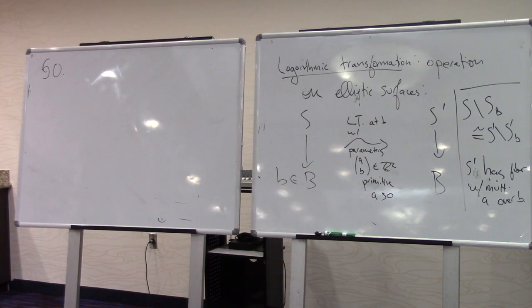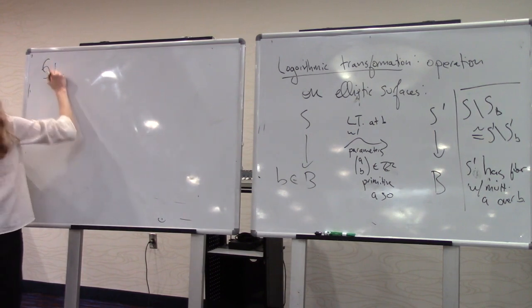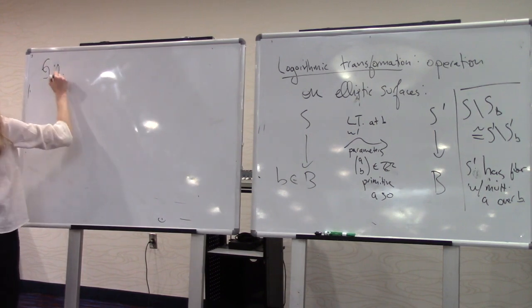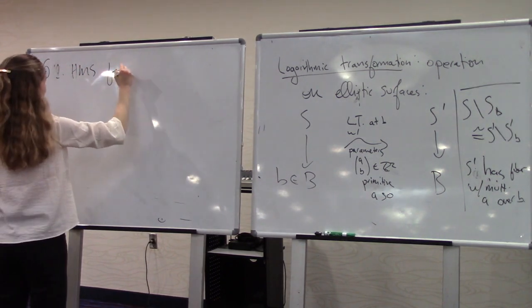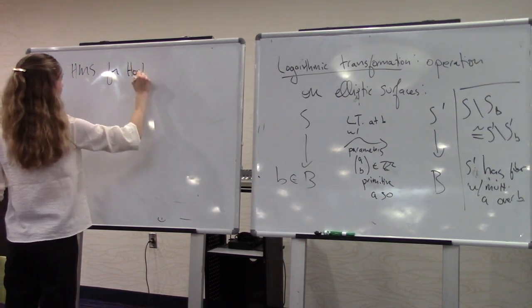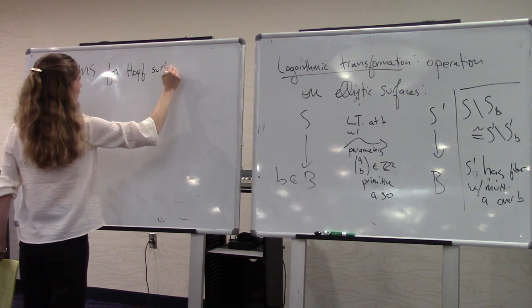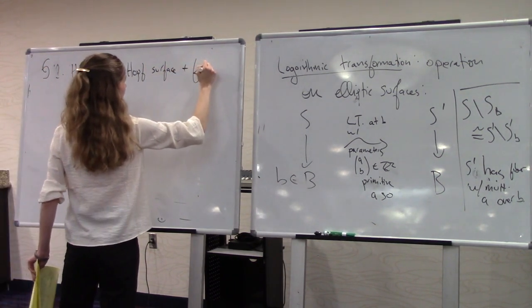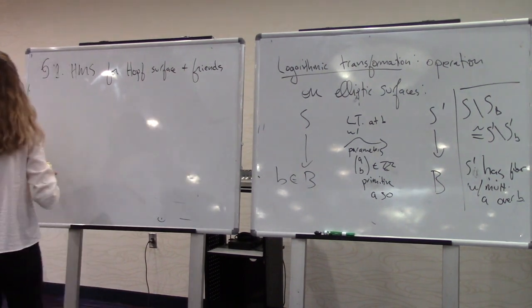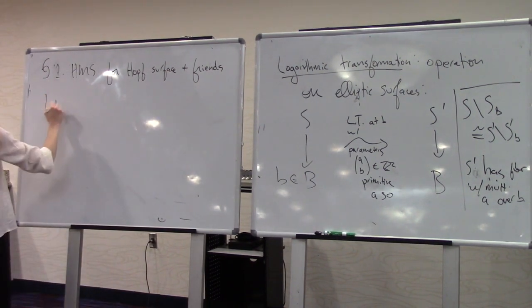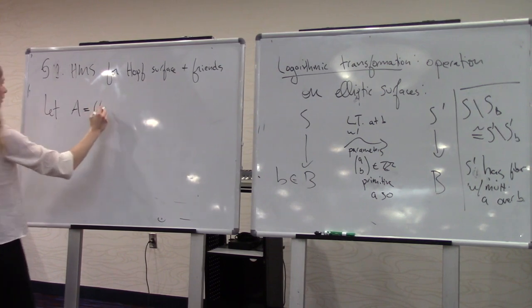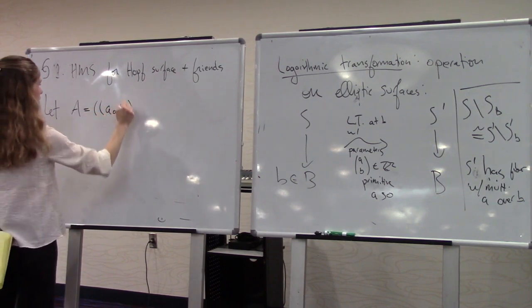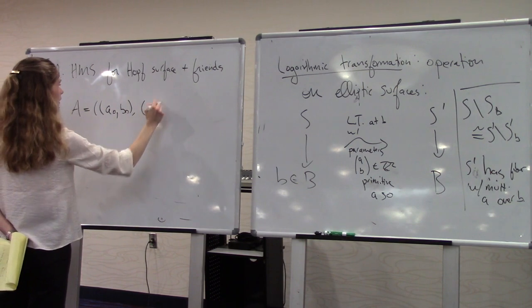Okay, so yeah, so section 1. So HMS, I'll just say for the Hopf surface and friends. So just fixed notation. So let A is always going to be a pair, A naught, B naught, A infinity, B infinity.